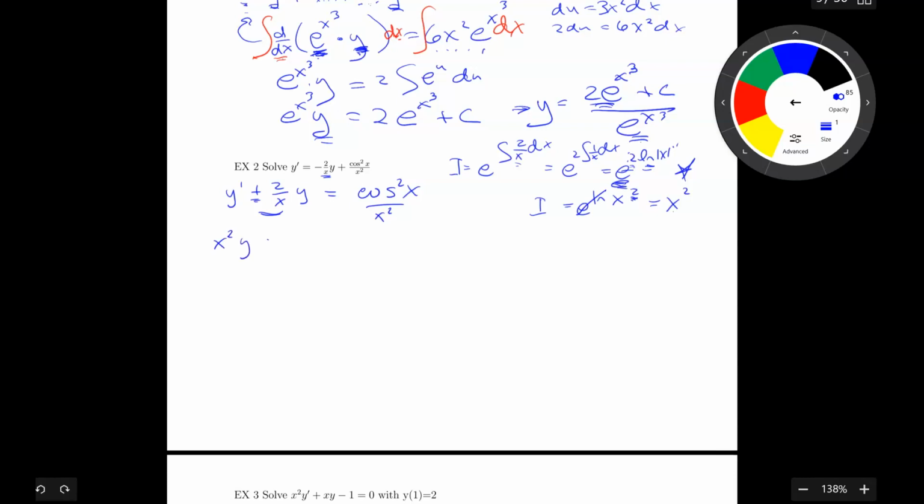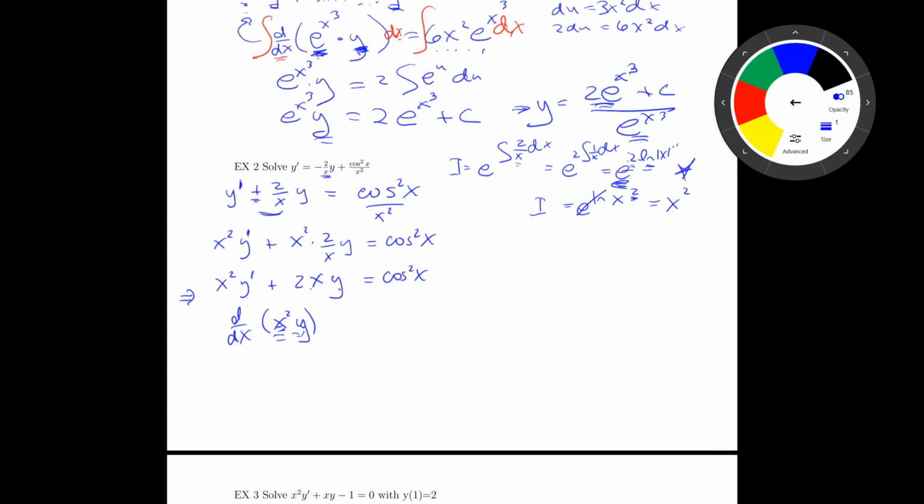So x squared y prime plus x squared, and I'm going to go super slow so you see what I'm doing. If I multiply this by x squared, I just get cosine squared, right? Okay, so what does this simplify to? This is the same thing as saying 2x. So what's supposed to happen on this left-hand side? This left-hand side should be the derivative of my integrating factor times y. So first d second, plus second d first. Yes, it works. So double check that it works.